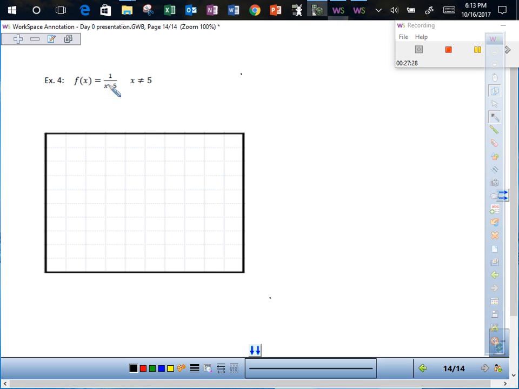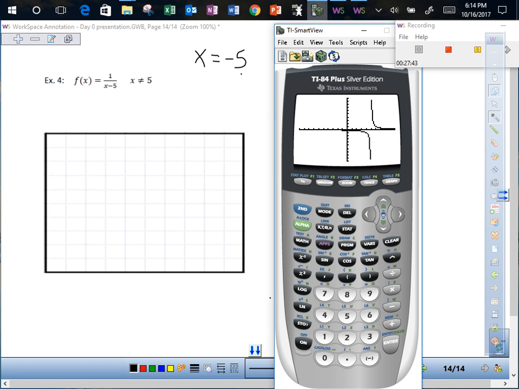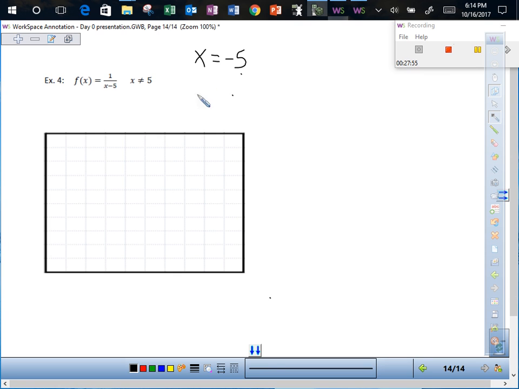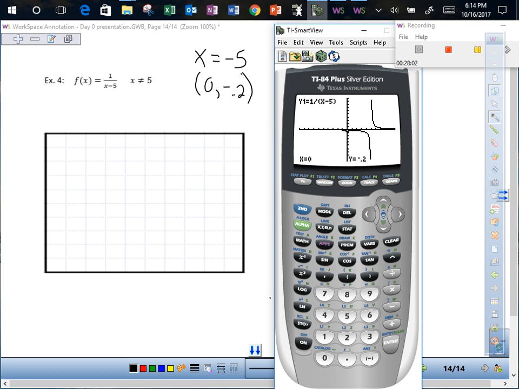Notice this x minus 5 in the denominator. We can't allow 0 to show up in the denominator. So I know this thing has a vertical asymptote at x equal 5. Other little key features on this, let's go get the y-intercept. That's easy. We'll go trace 0 and get -0.2. So another thing I know, I got 0, -0.2. Now, this thing doesn't have any x-intercepts.